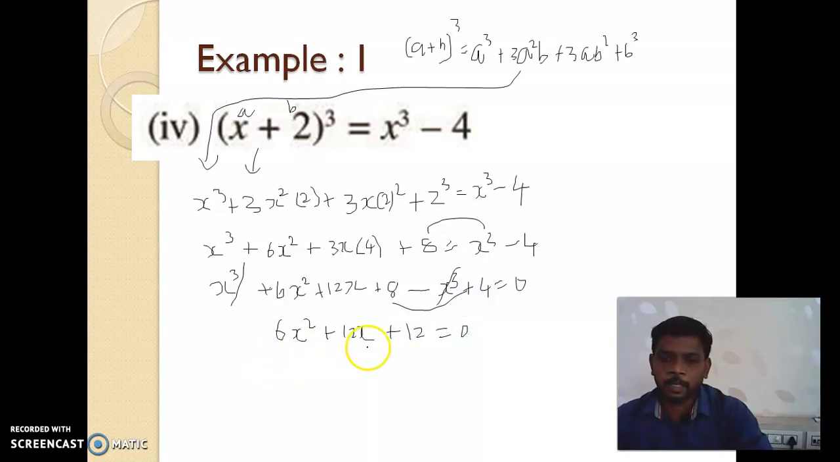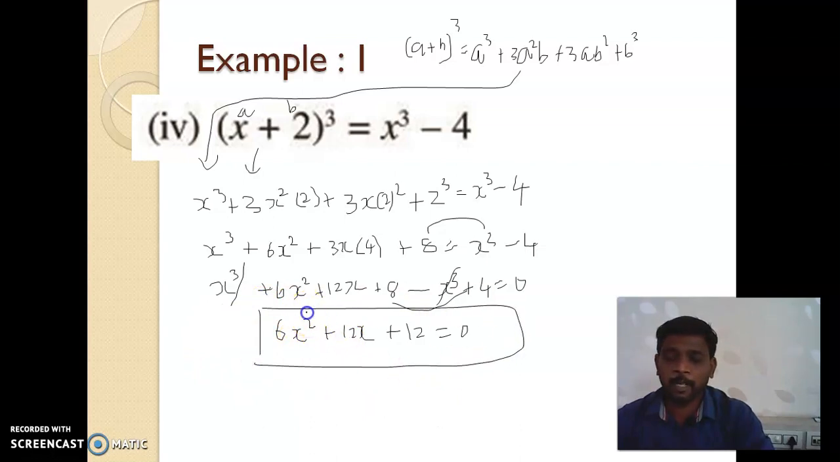Here 6 is a common term, no need to divide it. We need only to check whether in the final equation the variable has the maximum power of 2 or not, because we are going to check whether it is a quadratic equation or not. It is not possible to simplify again. Now look at the power of the variable. The maximum power of the variable is 2 only. Therefore, this is called a quadratic equation, right? So this is the procedure to check whether the given equation is a quadratic equation or not.